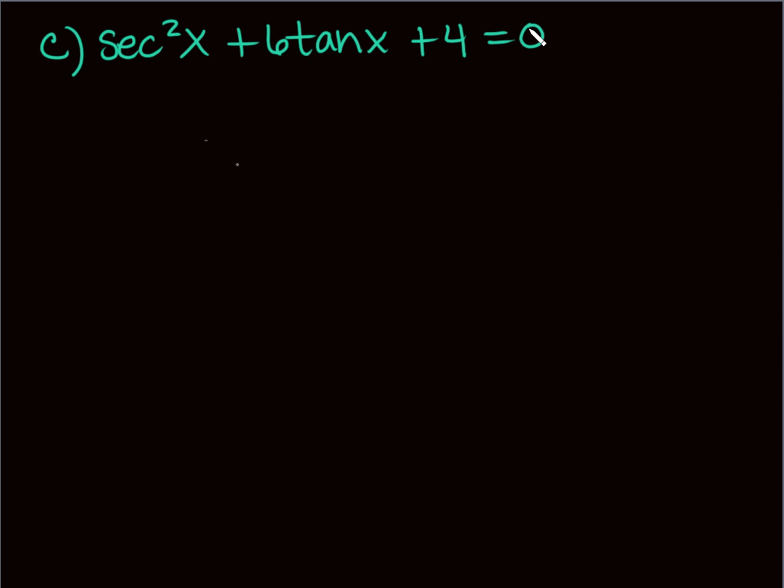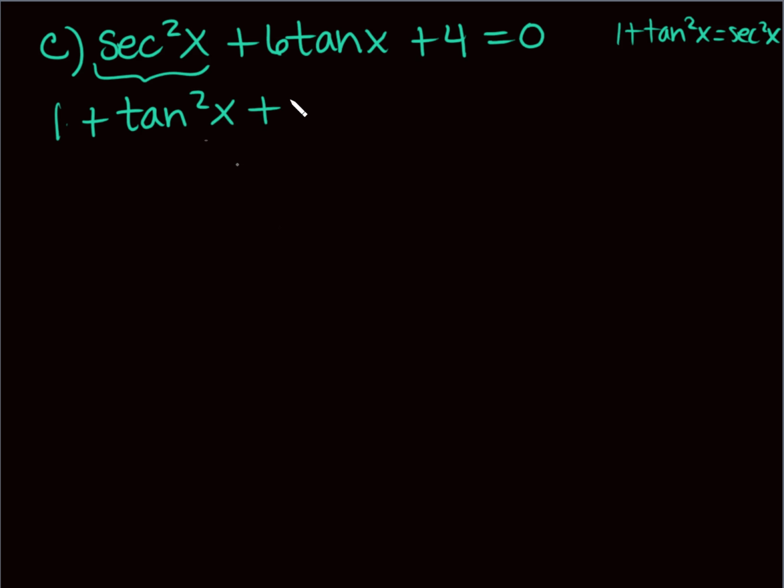All right. So let's look at something like this. Secant squared x plus 6 tangent of x plus 4 equals 0. We have the same situation, right? We have the situation where I have a mix of trig functions. I want to write one in terms of the other. So I know that 1 plus tangent squared of x equals secant squared x, right? So I'm going to replace this secant squared with 1 plus tangent squared.